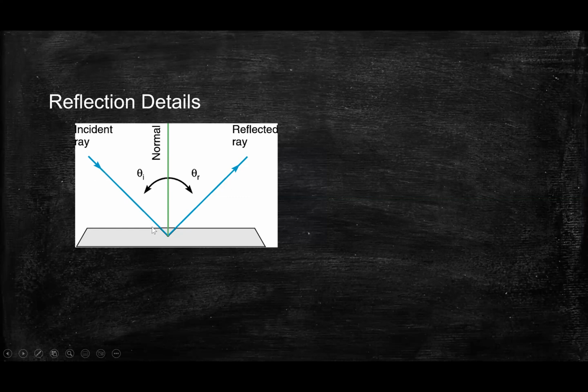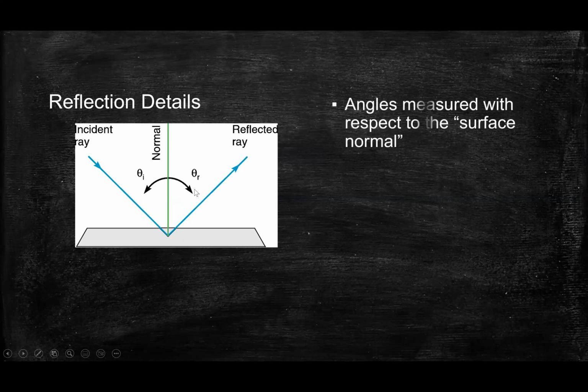So we have the incident ray coming in. It makes a certain angle, theta I, with the normal. And then we see the reflected ray that leaves the surface out along that path. It's an angle theta R with the normal. And so when we're measuring the angles that these rays are making, it is always with respect to the surface normal. And again, that's the line that's perpendicular to the surface.